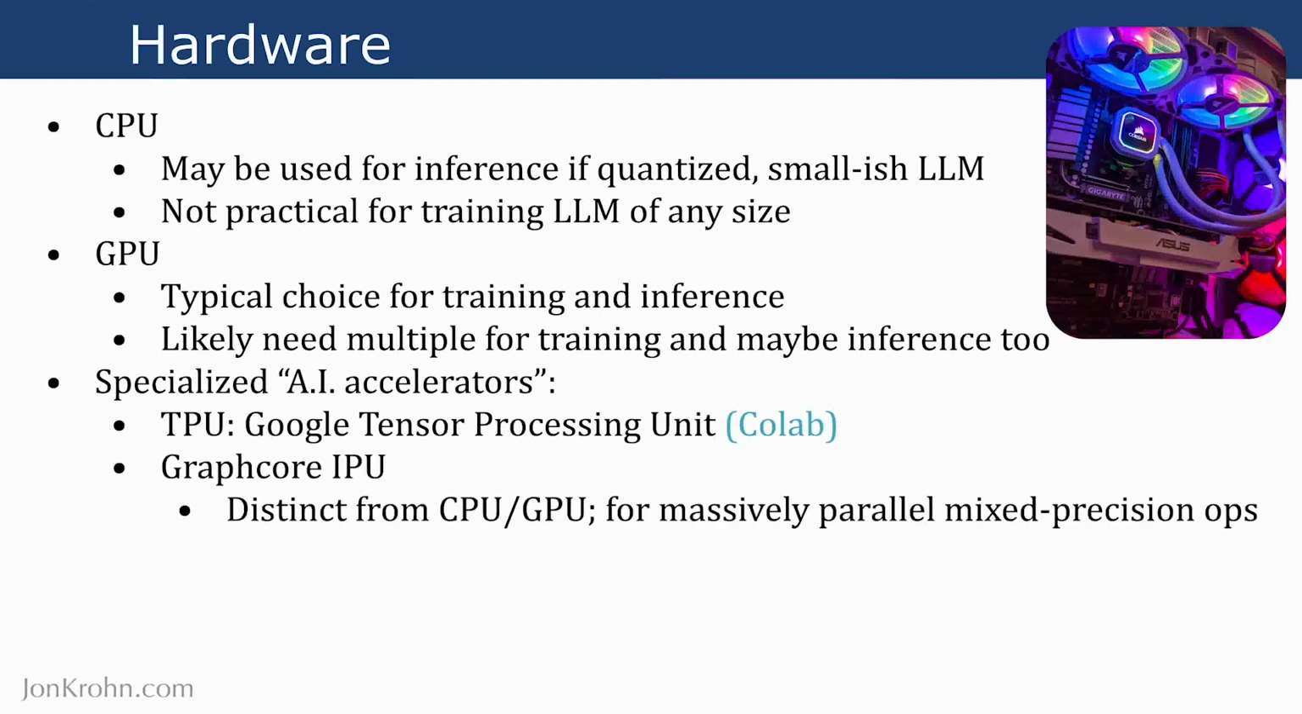GraphCore has something called an IPU, which is distinct from CPUs and GPUs. So you could have an IPU in addition to CPUs and GPUs that you already have on the machine. And these are designed for massively parallel mixed precision operations. We're going to talk about mixed precision more later, but essentially this allows you to speed up training.